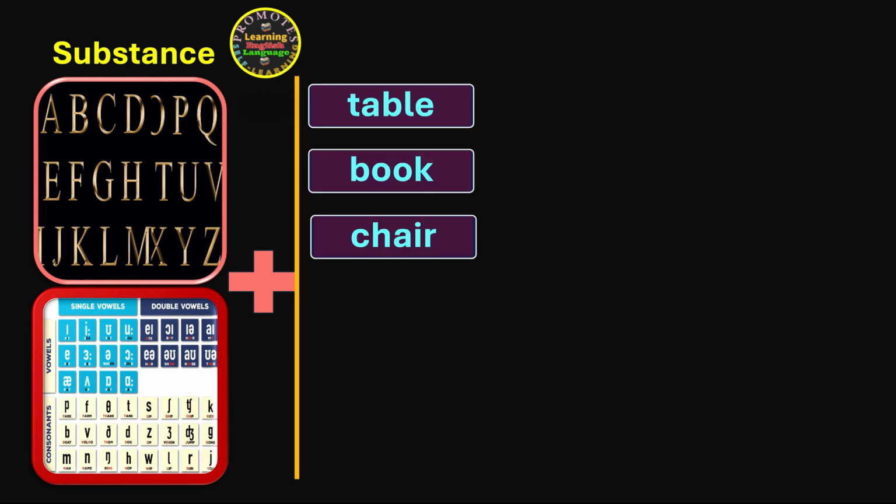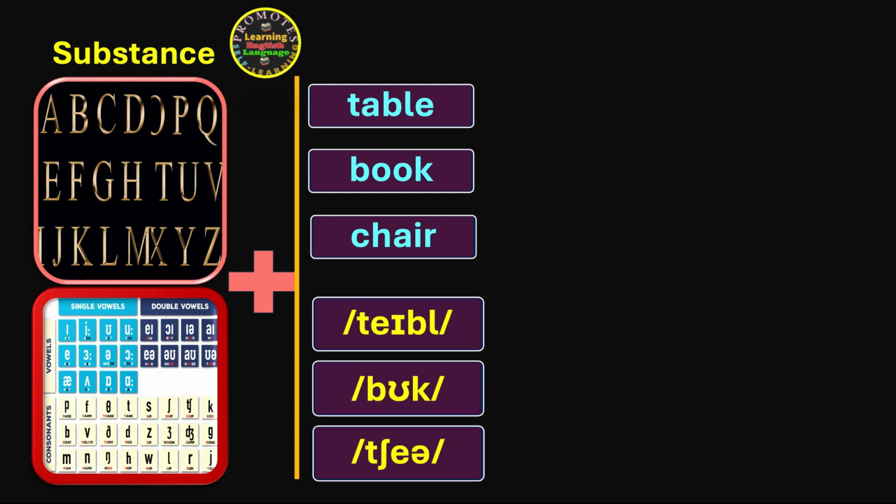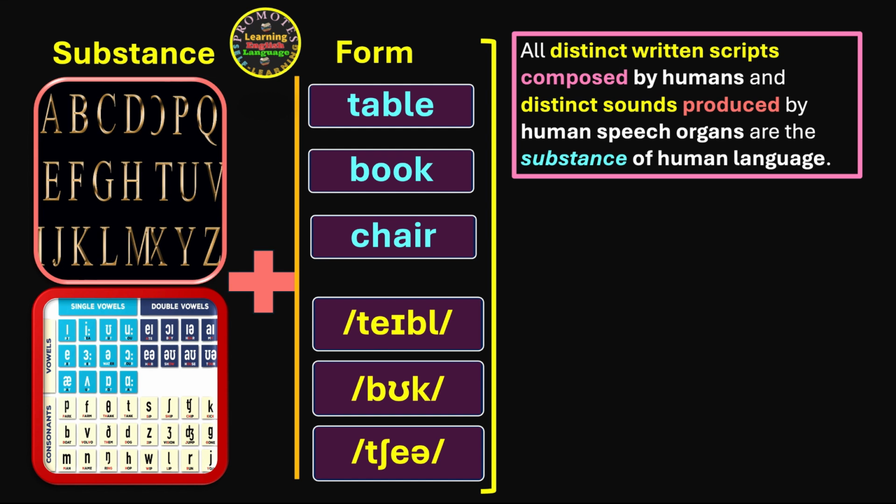So these 26 alphabets of the English language and 44 sounds of the English language, as we just discussed, are the raw material of language, and this is technically considered in linguistics as substance. When we add form and give proper shape, they become words like table, book, chair, as we discussed. Likewise, we have the spoken forms, the sounds of those words like table and chair, and they are referred to as form. So all distinct written scripts composed by humans and distinct sounds produced by human speech organs are the substance of human language.